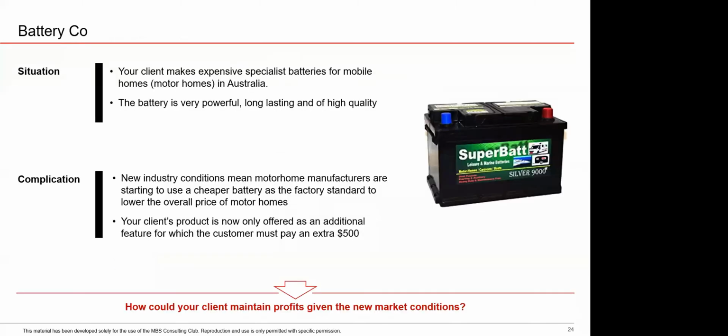Just quickly, another one is Super Battery Co. We make expensive batteries for mobile homes and motorhomes in Australia, powerful, long-lasting, and of high quality. They're starting to sell cheaper batteries as a factory standard to lower the overall price. Now our product is only offered as an additional feature for which the customers must pay extra. How do we maintain profits in these new market conditions?